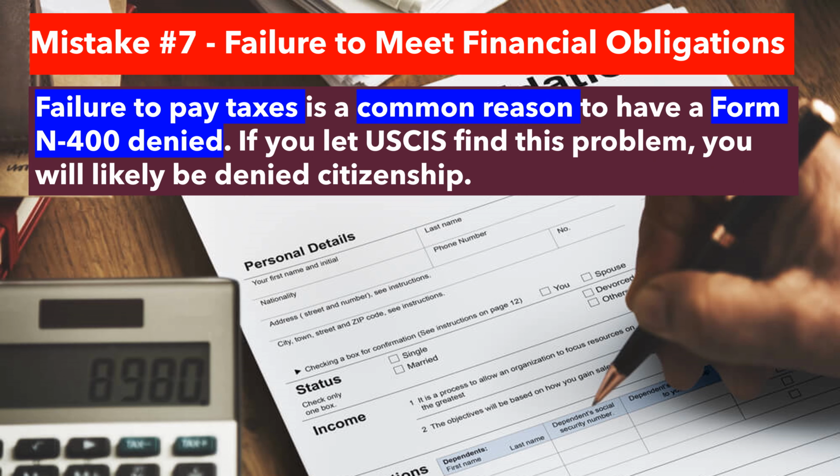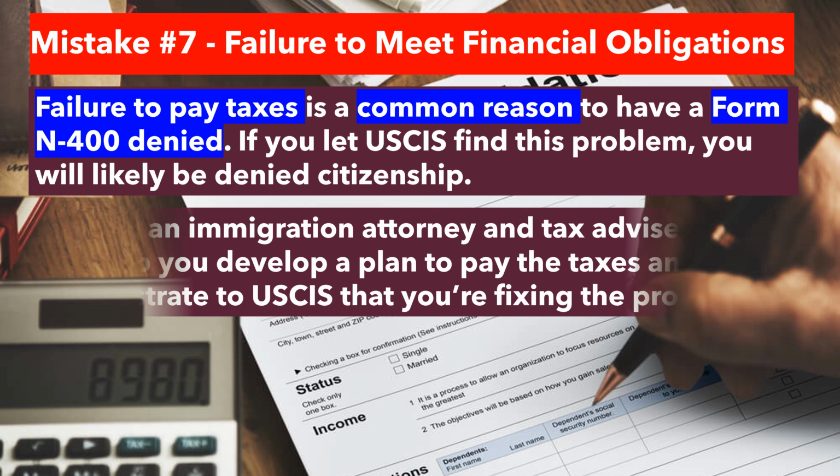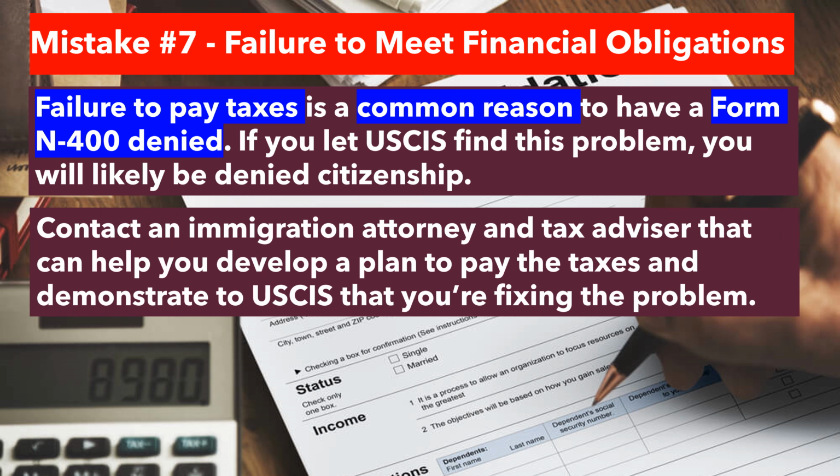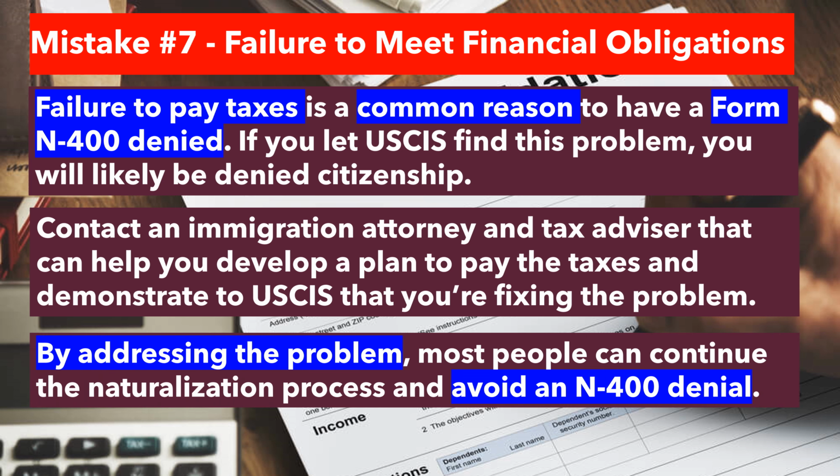Failure to pay taxes is a common reason to have a Form N-400 denied. If you let USCIS find this problem, you will likely be denied citizenship. Contact an immigration attorney and tax advisor that can help you develop a plan to pay the taxes and demonstrate to USCIS that you're fixing the problem. By addressing the problem, most people can continue the naturalization process and avoid an N-400 denial.